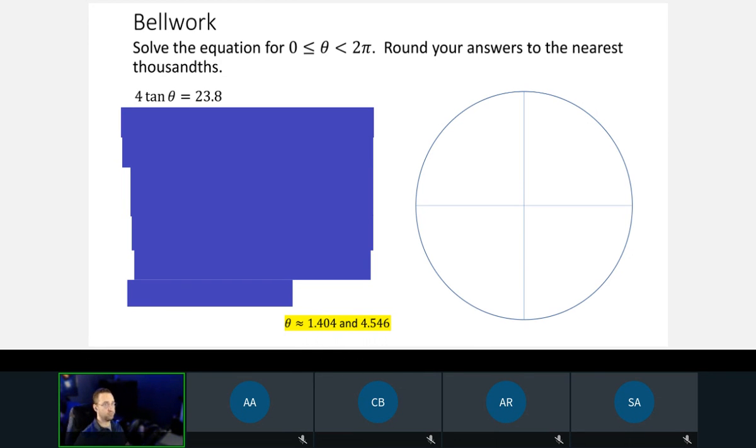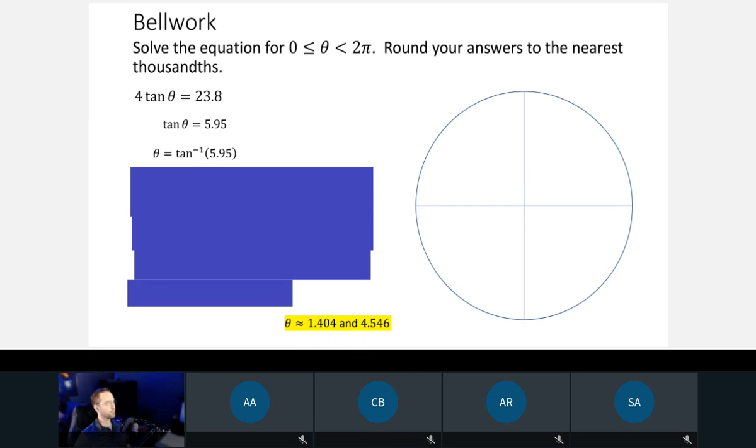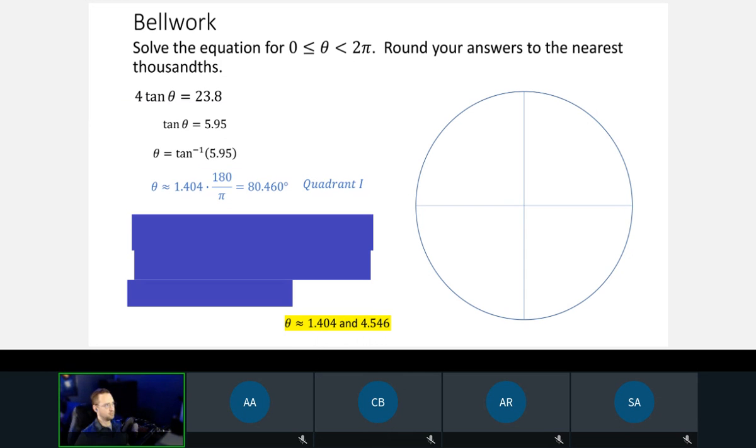First step, what do we do? And this is from yesterday's stuff. Divide by 4. Yeah, that's pretty easy. All right, now what? Inverse tan. Yep. So we do the inverse tan, and we get 1.404.